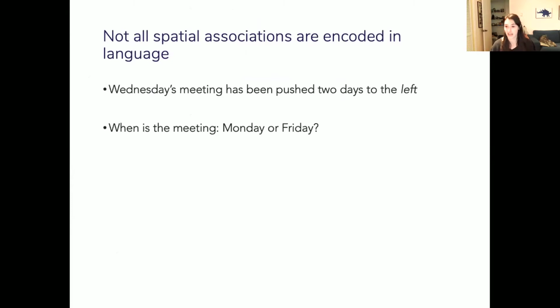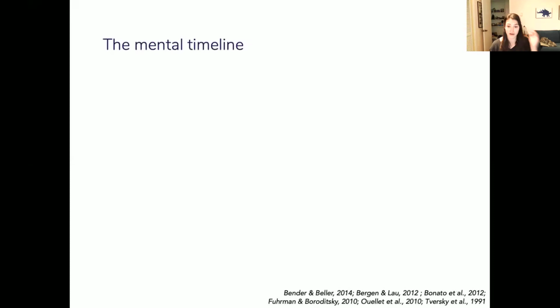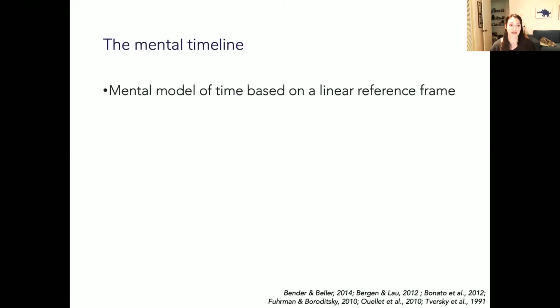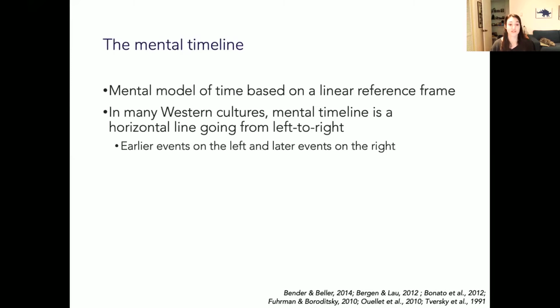We don't usually describe movement through time on the left-right axis, but you probably, again, have an intuition about when the meeting is. And this is because we're accessing something called the mental timeline, which is a mental model of time that's based on a linear reference frame. So this is a very common association between space and time. And in many Western cultures, this mental timeline is envisioned as a horizontal line going from left to right, with earlier events on the left and later events on the right.